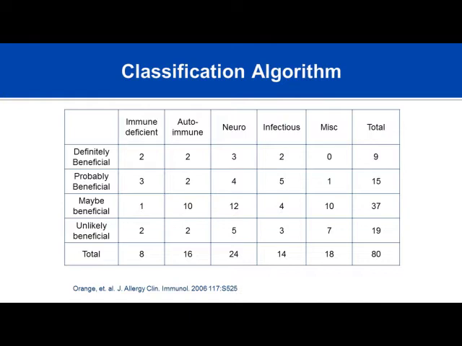And you can see how these categories played out. In fact, there were 9 indications across all of the different indications evaluated which were perceived as being definitely beneficial, another 15 which were probably beneficial, and 37 which may be beneficial. And that served as an important guide in thinking about the use of immunoglobulin therapy. And what I'll do is dive a little bit deeper into this article for your review.